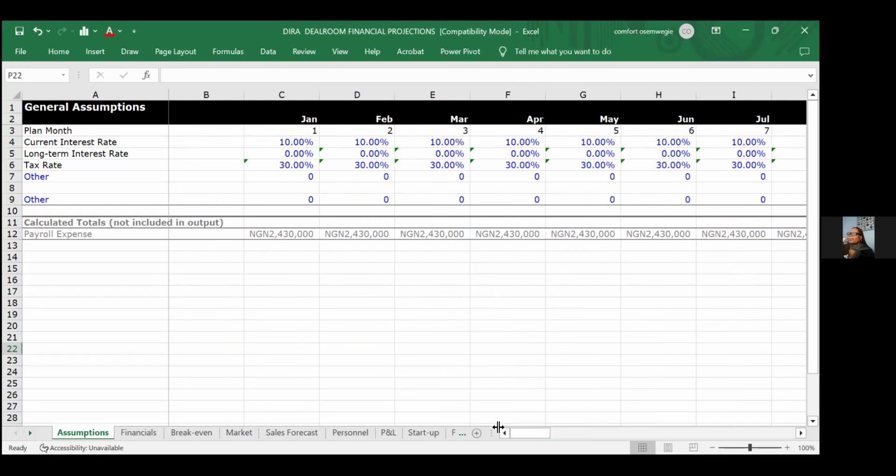How much are we paying for tax right now? And then long-term interest. Long-term interest is in what range?